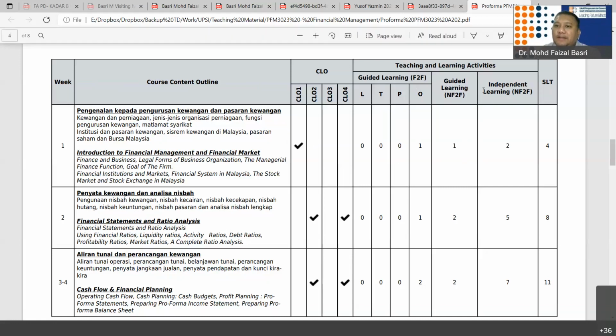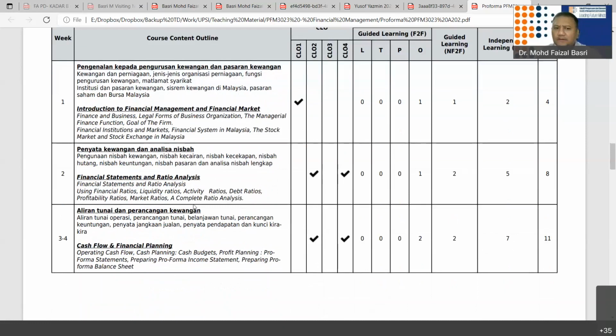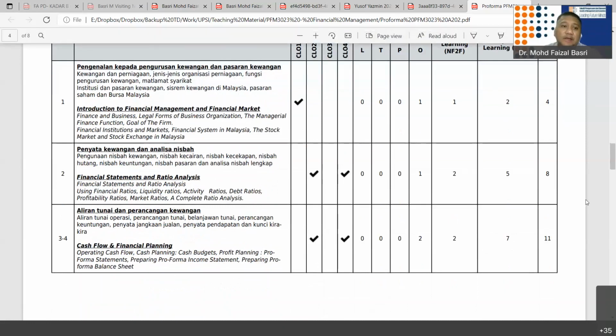Okay, and do you see here? We have guided and independent. So guided learning means, let's say we use My Guru, for example. That's guided learning, even though it's not face to face, but it's still guided. I give you instructions, usually using My Guru. And independent learning, non face to face, is basically your own study. So you need to dedicate your time according to the topics. Where there are more hours, it means it requires a lot of exercises, a lot of reading, for example. Okay, SLT is the total. Okay, so that's how we read the pro forma.